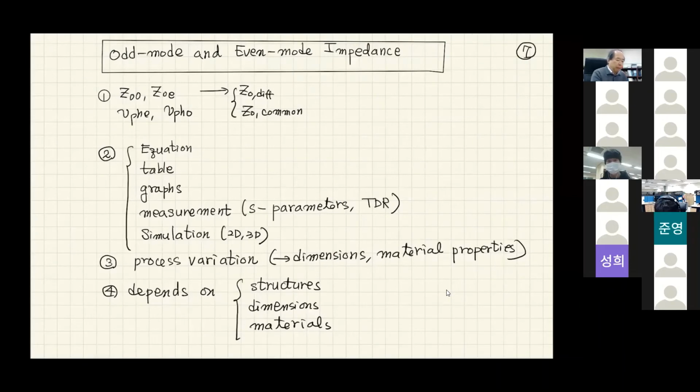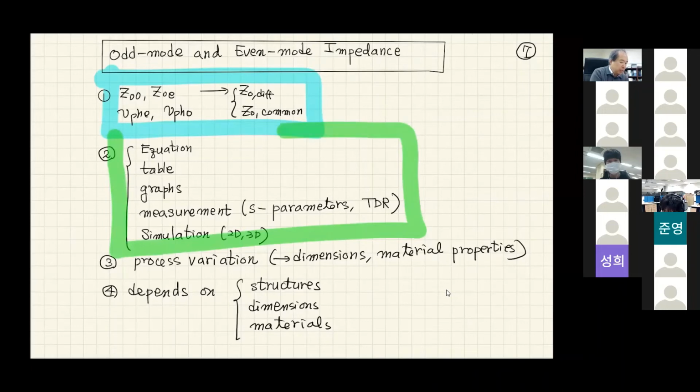So this is the summary of the class so far. We have two different impedances, two different propagation velocities, and two different field distributions. So sometimes when you are designing interconnections, you want to know what the impedance is. And there are many different ways to obtain this odd mode and even mode impedance.